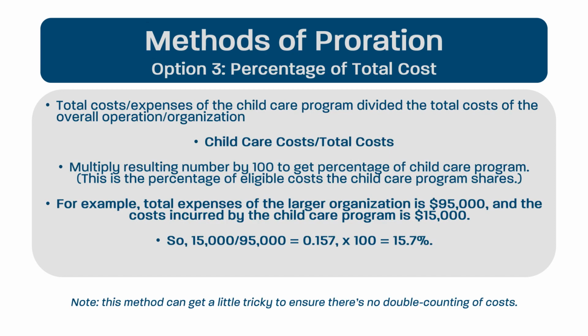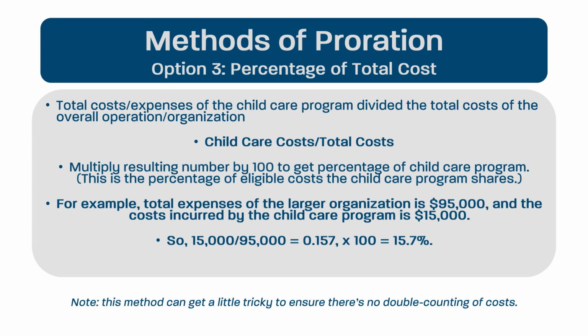You also can calculate your allocable expenses by figuring out what percentage of your total costs are spent on your childcare program. This is similar to calculating the percentage of total revenue, except that instead of calculating money in, you are calculating the amount of money out. The first step is to figure out the costs for your entire operation. Include the costs attributed to your childcare program in this figure. Next, figure out the total cost for your childcare program.